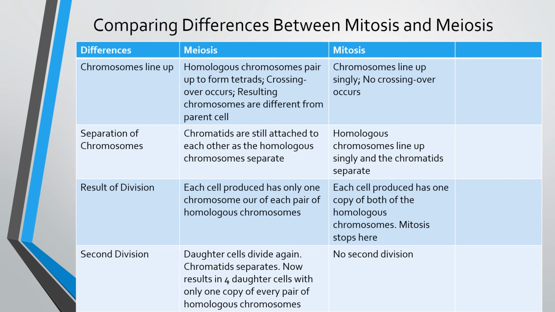Mitosis stops here. The second division. Daughter cells divide again in meiosis. Chromatids separate. Now results in 4 daughter cells with only 1 copy of every pair of homologous chromosomes. In mitosis, there is no second division.